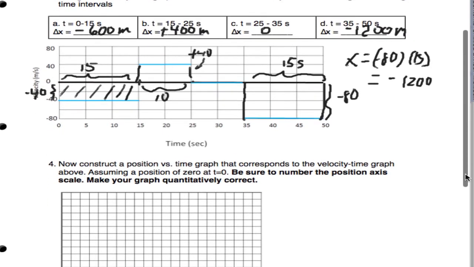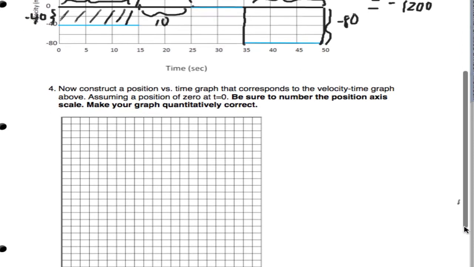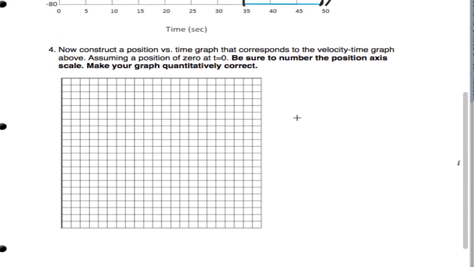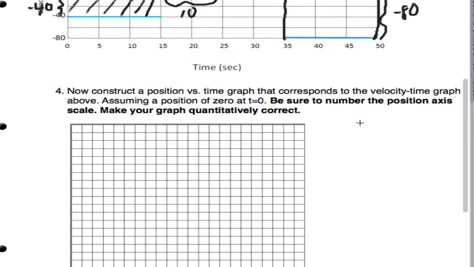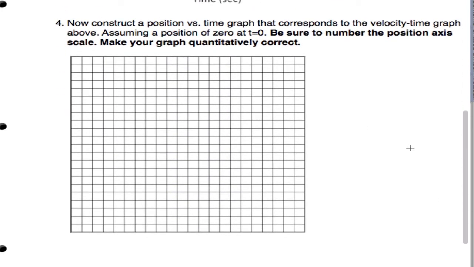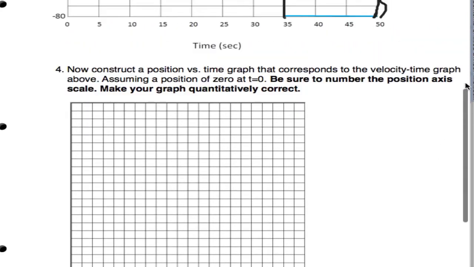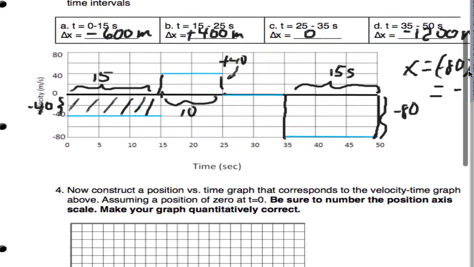Now I want to draw out my position versus time graph. I'm going to magnify this quite a bit. Hopefully this works. I'm going to set up my axes, label everything, and get a decent graph going. So here we go. The first thing I notice is that I got a lot of negative numbers in my answers, so I'm going to skew my axes like this.